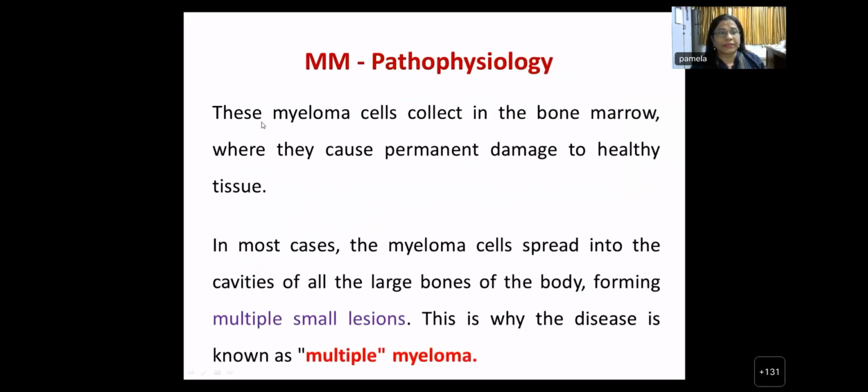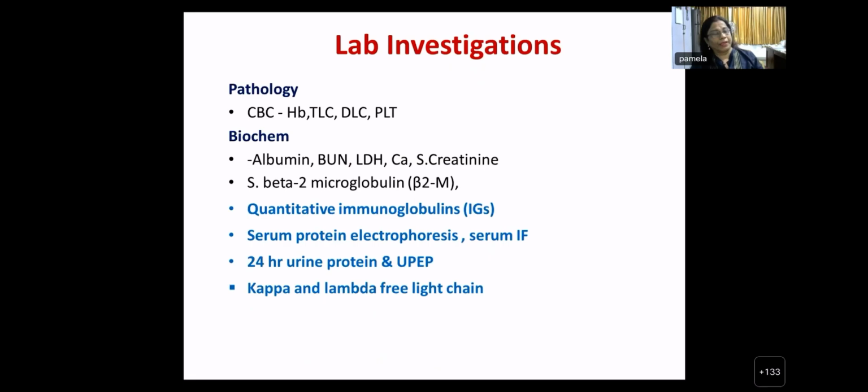So, the multiple myeloma cells collect in the bone marrow, where they cause permanent damage to healthy tissue. In most cases, the myeloma cells spread into the cavities of large bones of the body, forming multiple small lesions. And this is why the disease is known as multiple myeloma. So now that we understand what is an immunoglobulin and what is an abnormal immunoglobulin leading to a myeloma disease, we come to the lab investigations.